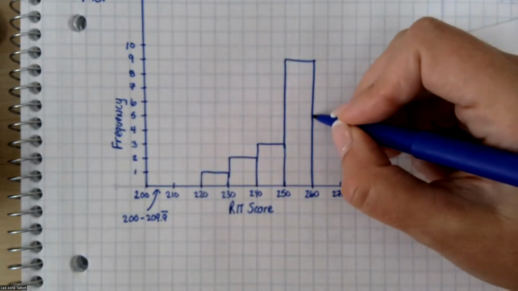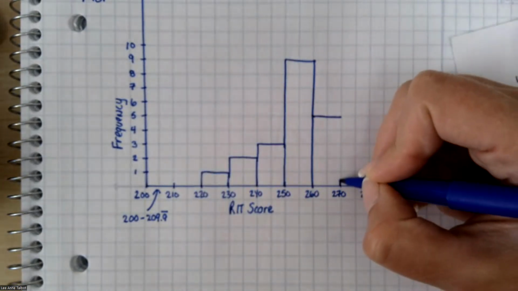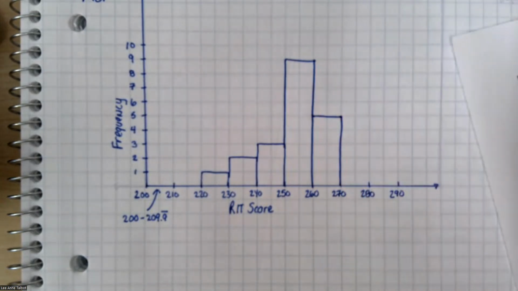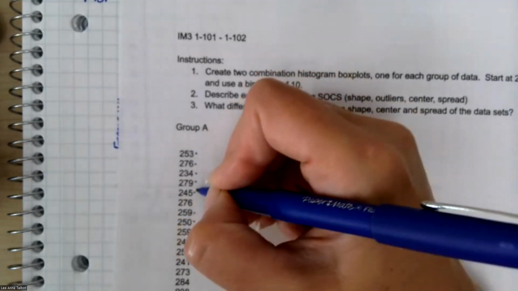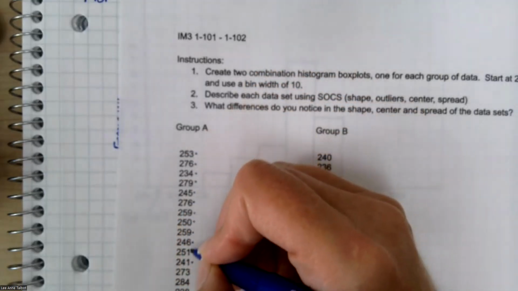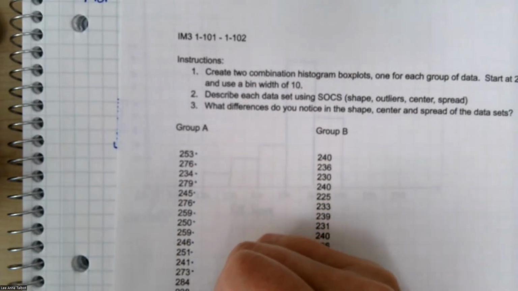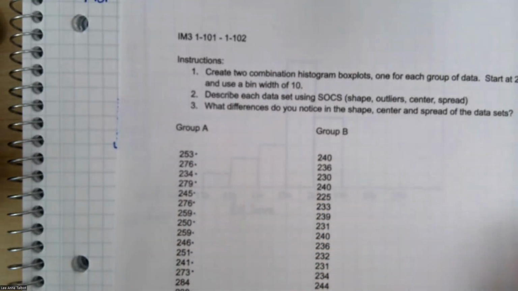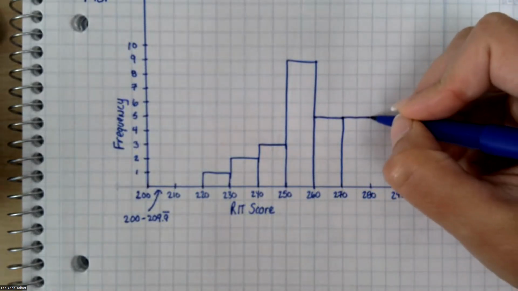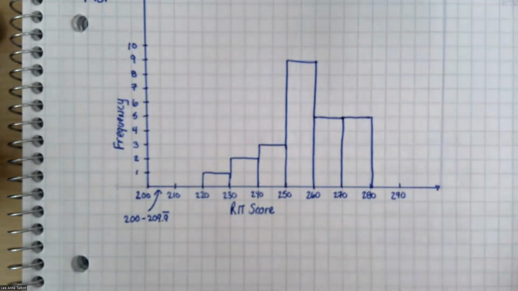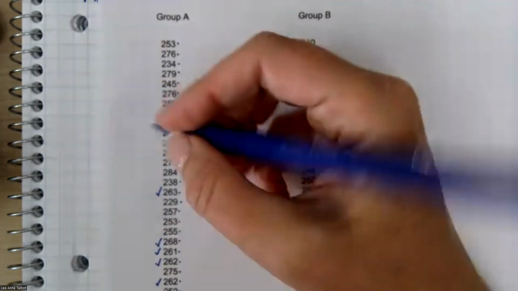Just trust yourself, Mrs. Talbot. 1, 2, 3, 4, 5. And what?